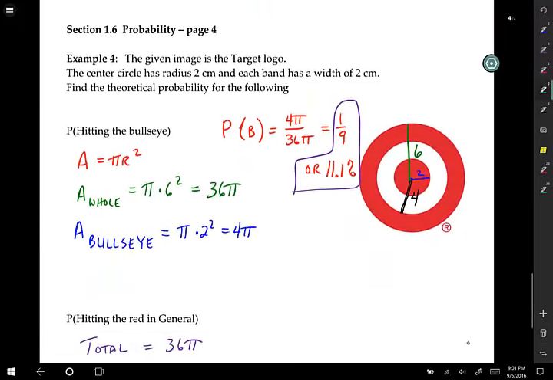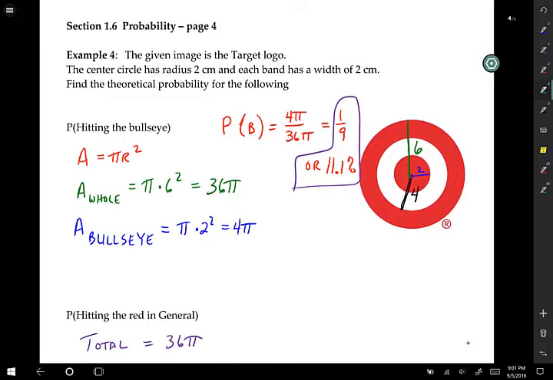I then kind of tried a situation with a target logo. We're all familiar with the target logo, and so I've taken the liberty of defining the target logo as having 2 centimeters for the smallest one in blue, and then in black I have the white band having a total radius of 4, and then the largest band having a total radius of 6. And so my first question is, what's the chance that we hit the bullseye?